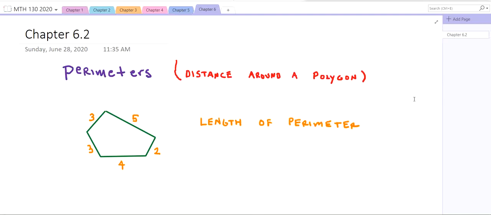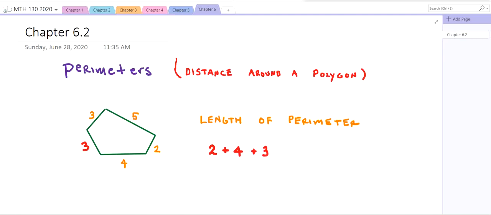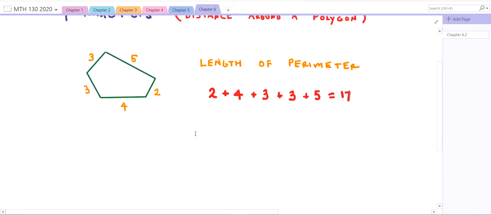So, if we want the length of the perimeter of the pentagon, we would just add all these sides up. So 2 plus 4 plus 3 plus 3 plus 5 equals 17. And that's the perimeter of our polygon, more specifically the perimeter of our pentagon.